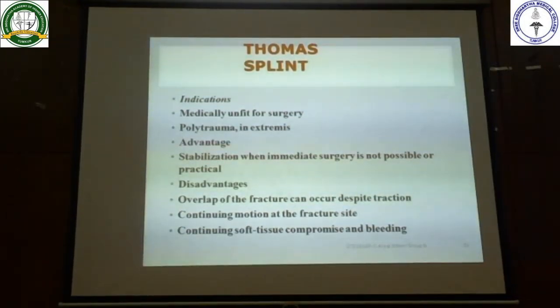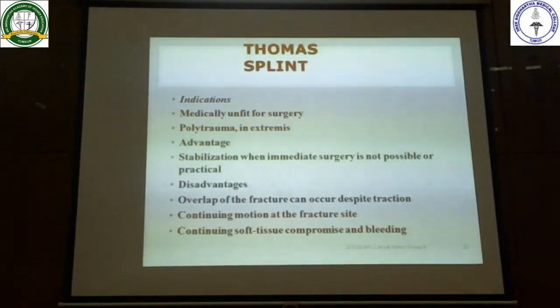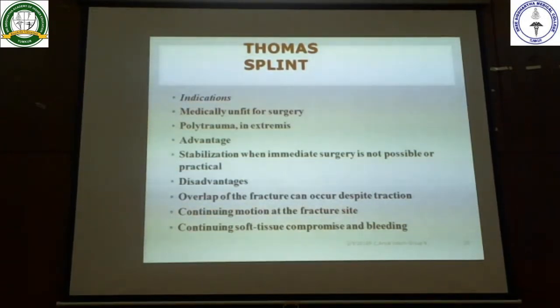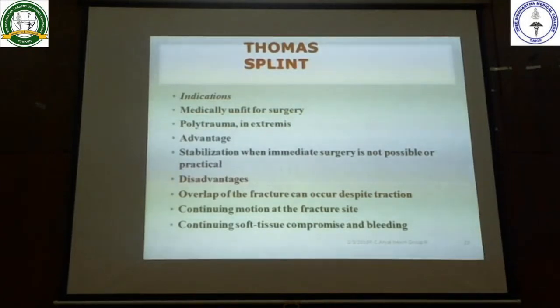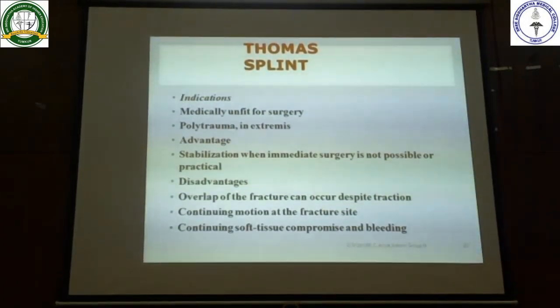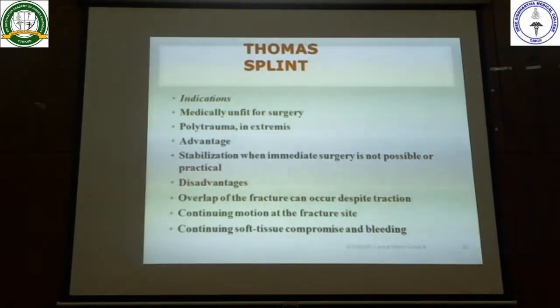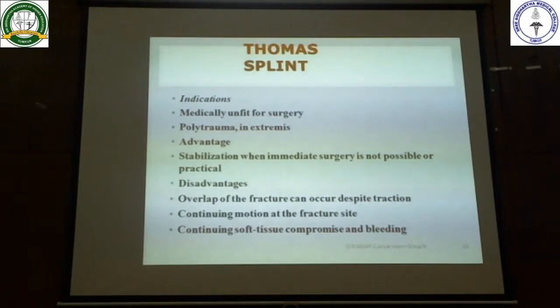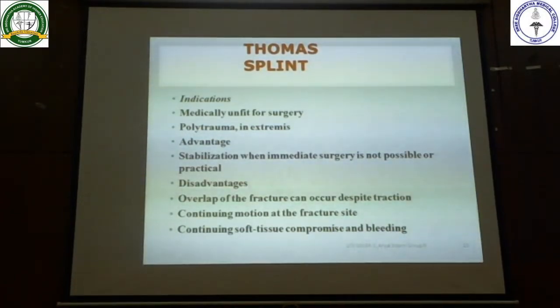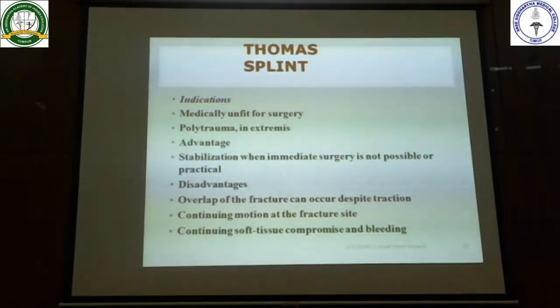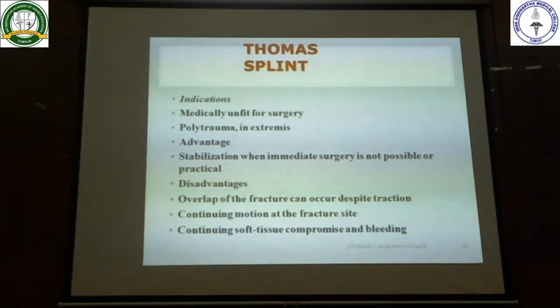So, what are those? Overlap of the fracture can occur despite traction. It's not a definitive treatment, or the best treatment you can give, so obviously, it will have some disadvantages. Continuing motion at the fracture site: it is not complete immobilization. You're not able to completely immobilize, because after all, it's only a splint. So the movements will still take place at the fracture site. That is a major disadvantage. And continuing soft tissue compromise and bleeding cannot be prevented using a Thomas splint. So it has its advantages as well as disadvantages. In cases where you cannot operate on the patient, use a Thomas splint.